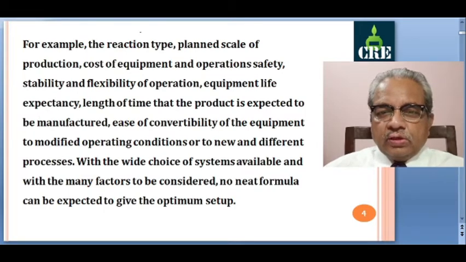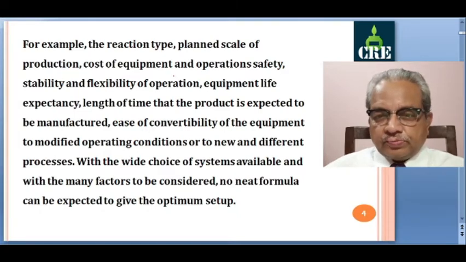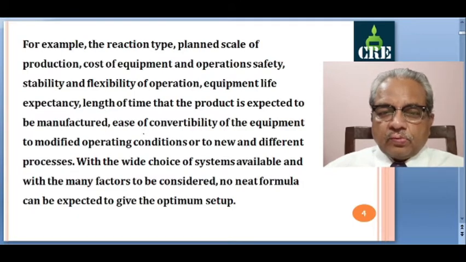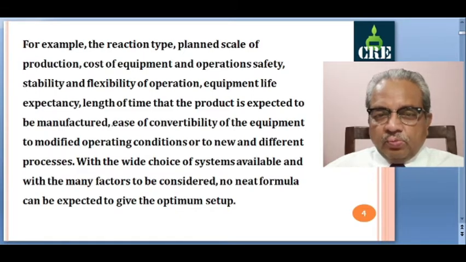So we have to consider reaction type, scale of production, cost of equipments, safety operations, stability of the system, flexibility of the operation, equipment life expectancy, length of the time that the product is expected to be manufactured, depending on demand and supply, ease of convertibility of the equipment to be modified to the modified operating conditions or to a new or different process. Maybe can you convert or use the same equipment by a little bit of modifications and operating conditions to a new process or a different process.